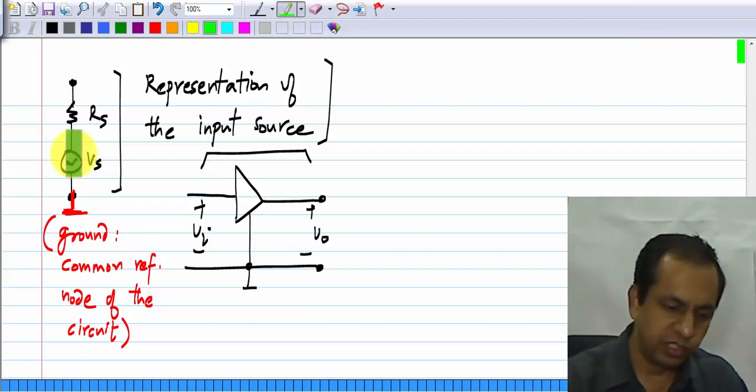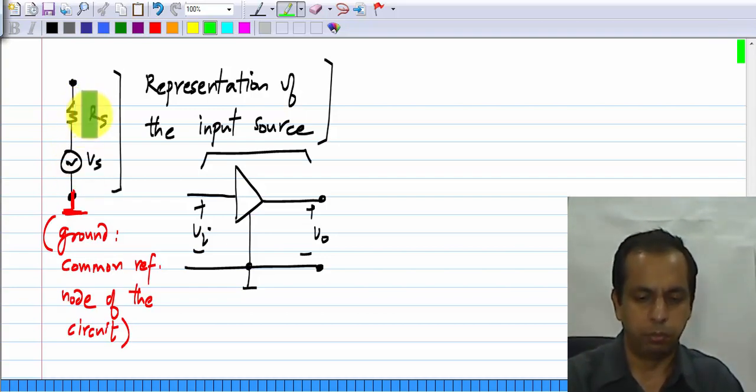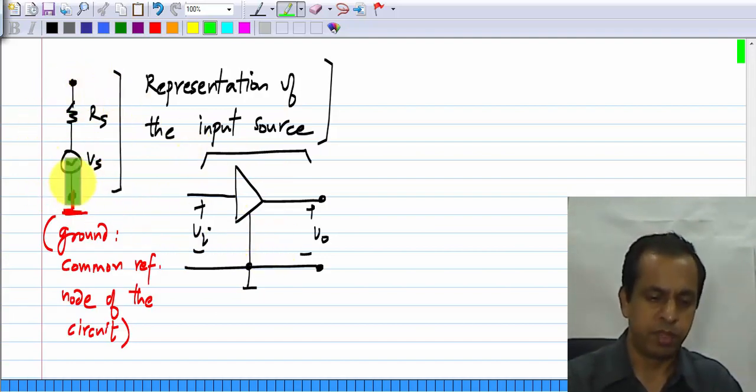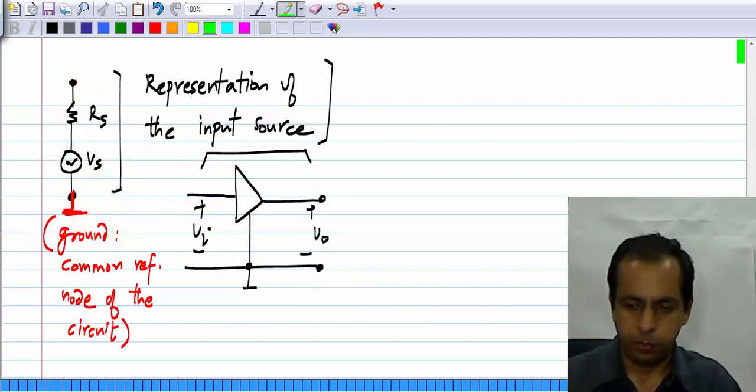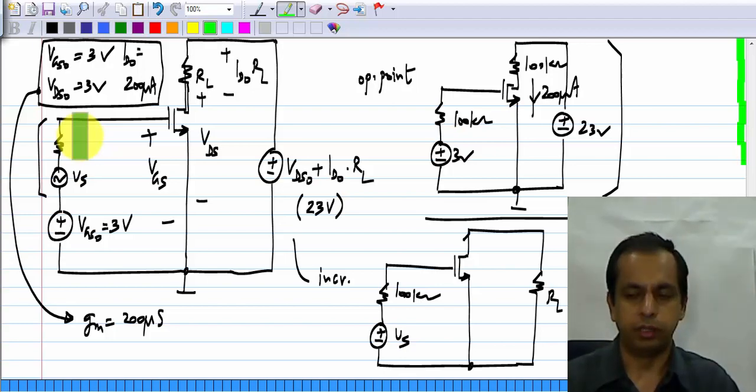This representation is still valid. It will be represented by Vs in series with Rs. The only problem is that it is not a floating voltage source, that is, these two terminals cannot be independently connected somewhere. This terminal has to be ground, whereas in our case this is not.